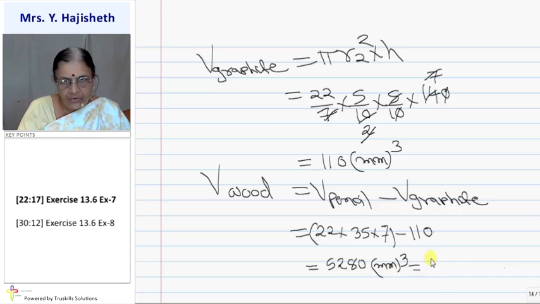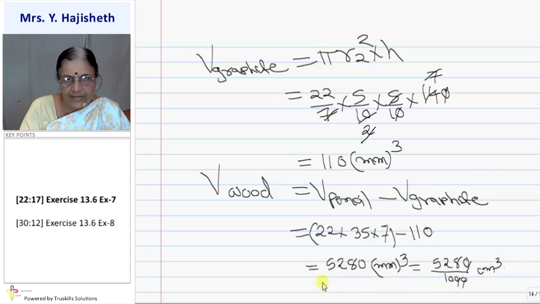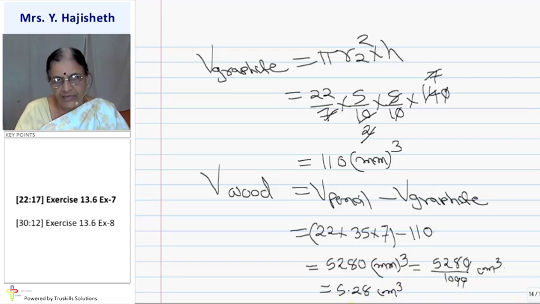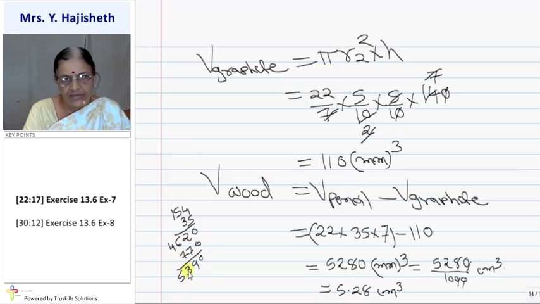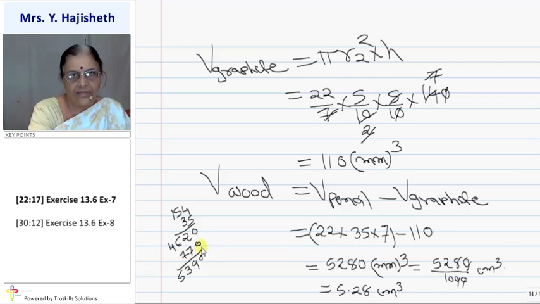If you convert it into centimeter cube, 5280 upon 1000 will come in centimeter cube. So it is coming 5.28 centimeter cube. Multiply 22 by 7, what will come? 154 into 35, do it: 0, 12 carry 1, 16 carry 1, 4, 20 carry 2, 27 carry 2, 7, so it is 5390 minus 110, then 5280 will come. So that is your answer, correct answer.